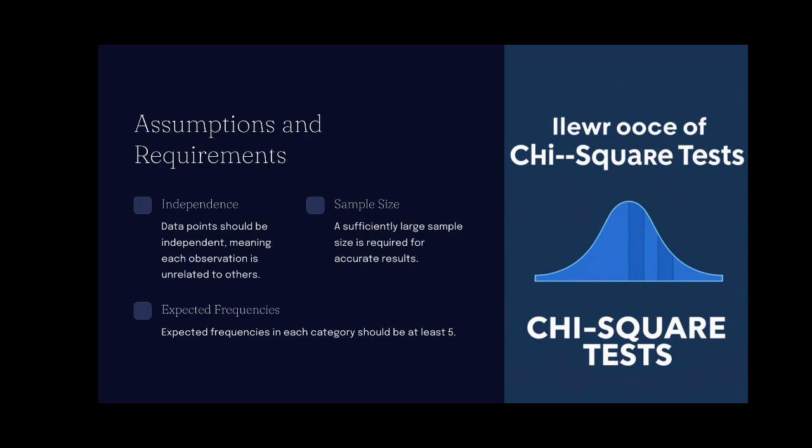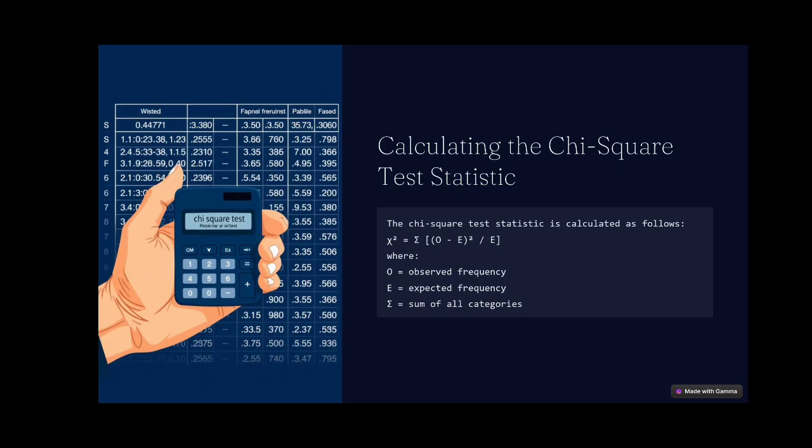Calculating the chi-square test. How do we calculate the chi-square test statistic? It is done by a formula. What is that? Chi-square is equal to sigma of (O minus E) whole square divided by E. It is a simple formula. Here, O stands for observed frequency, E stands for expected frequency. We all know that sigma is the sum over all categories.